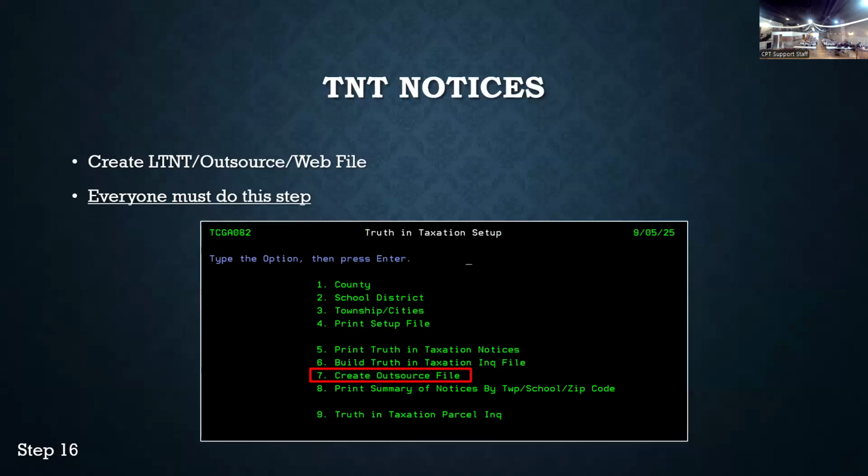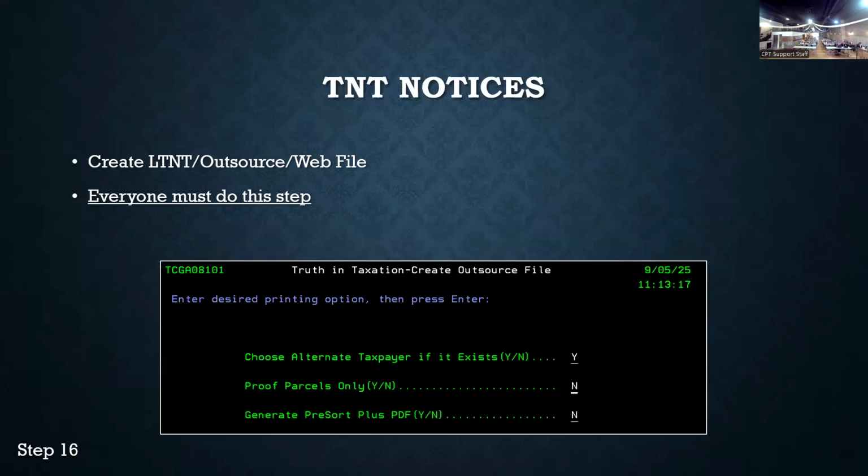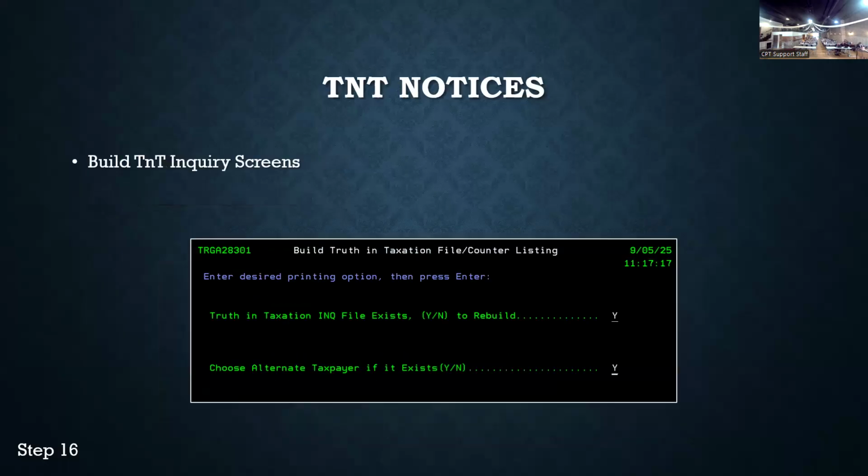The next step, step 16, option 7, everyone needs to do this. I know it says create outsource file, but this is your LTNT/outsource/web file. So everybody needs to do this. You're going to go to step 7 again, the alternate taxpayer question. You should answer that the same. Proof parcels only. Make sure you run it once with not proof parcels only. That pre-sort plus question, you only say yes to that if your outsourcer says, we are a pre-sort plus outsourcer. Oh, that's nobody anymore. That's an ancient question. The obvious answer is no.